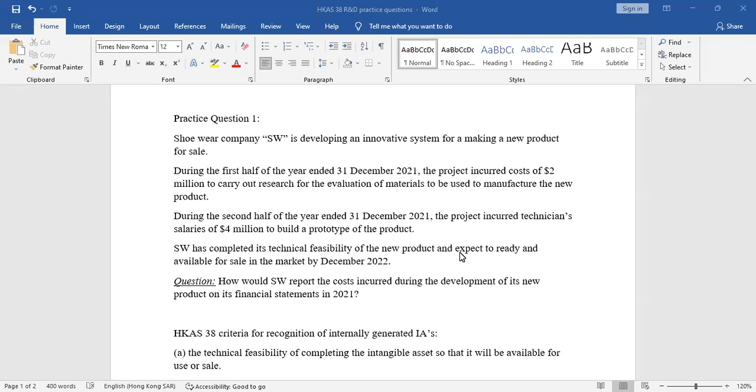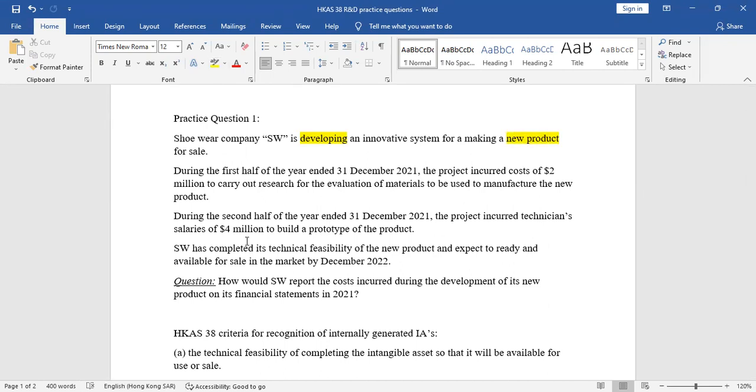So shoeware company SW is developing an innovative system for making a new product for sale, right? So it's kind of already giving you an intuition right there that there's probably something to do with research and development here, because they have used the word developing, then innovative system, and a new product, right? So these are the keywords. I would highlight these keywords: developing is one keyword, new product is another keyword, which is indicating towards that company is trying to develop something new.